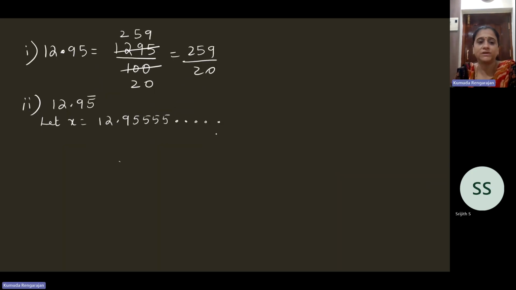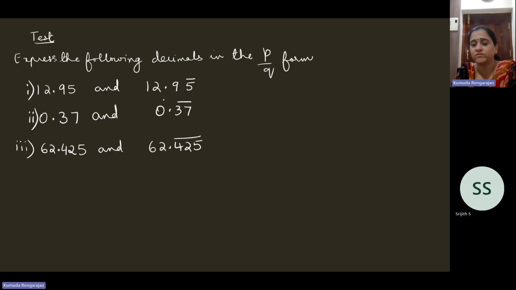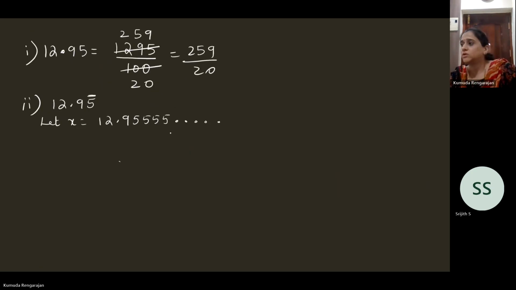Nine, 5 repeats. Only 5 repeats. The bar I place only on top of 5. Okay, the board. Correct? Now only one digit repeats, right? So you'll have to use 10 and you'll have to find 10x.